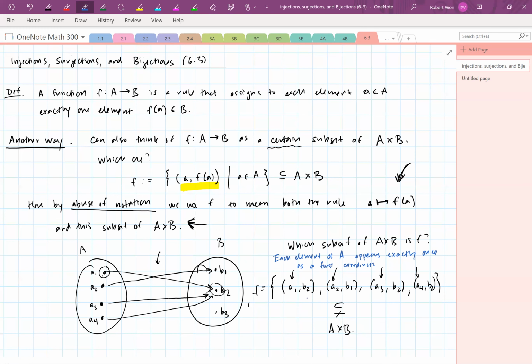Okay, now somehow this seems like a little bit of a weird way to think about what a function is, right? To me, anyways, it's much more natural to think of a function as a rule. Why am I just throwing this weird subset of the Cartesian product at you? It turns out that actually you've been doing this for a very long time. So this actually isn't so weird.